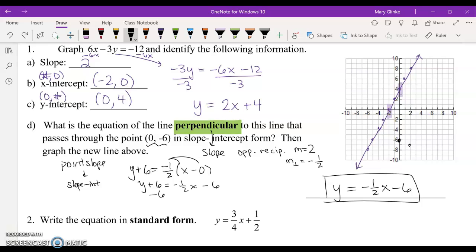Then it also asks us to graph this. So we should start down at negative 6 and go down 1, right 2. And as we're looking at this, our lines should appear perpendicular, meaning they should intersect at a 90-degree angle. If it looks a little bit off, that could be your clue that something went wrong.